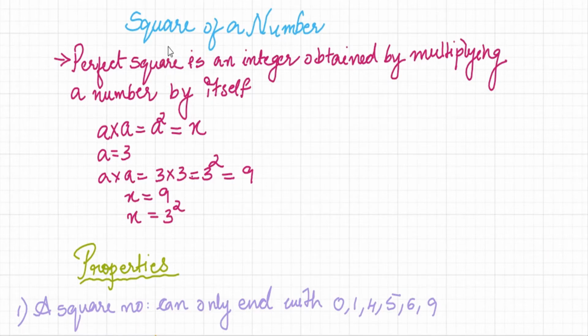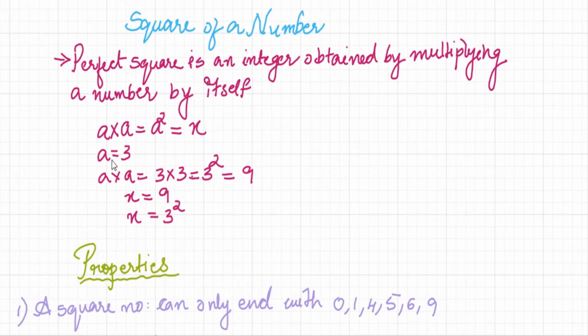Hi, today we are discussing the square of a number. A perfect square is an integer obtained by multiplying a number by itself. Consider a number a. a multiplied by a, that is a square, is equal to some x. So x is a perfect square, and it is obtained by multiplying the number a by itself.